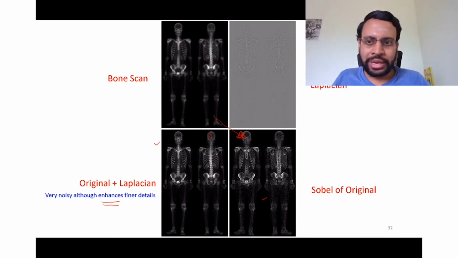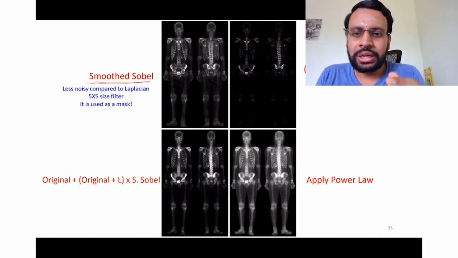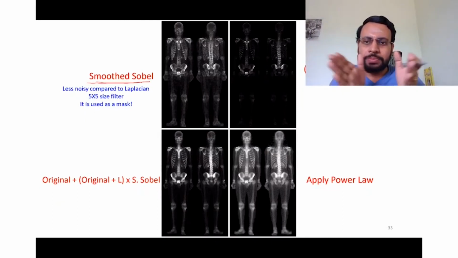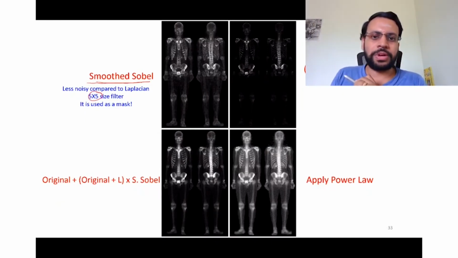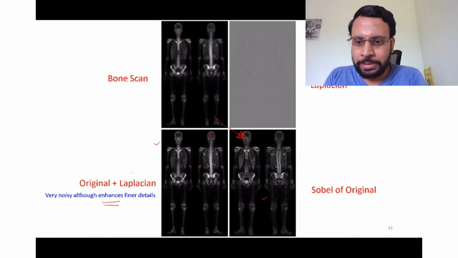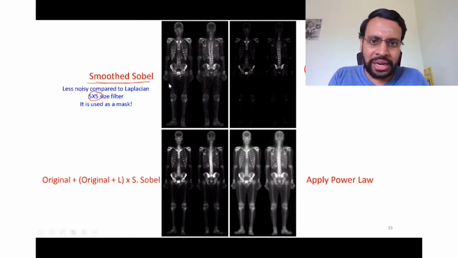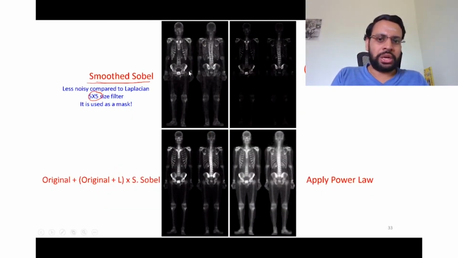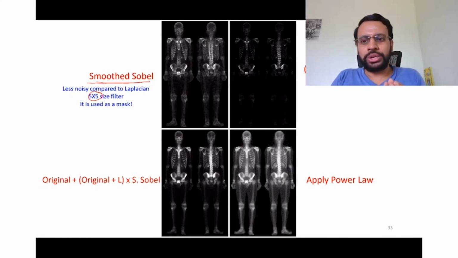So how would you do that? This Sobel you further smooth if you want, so that the region of your Sobel expands to its neighboring pixels. For example, they have used a 5x5 filter there, and notice here, this is original plus Laplacian. You are going to create a mask with it, and that mask, original plus Laplacian, is multiplied by the smoothed Sobel. That's what you are going to do.